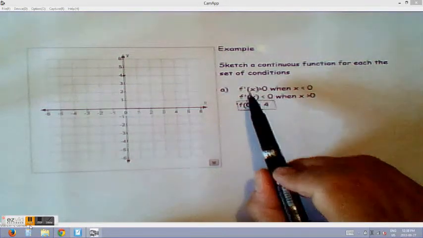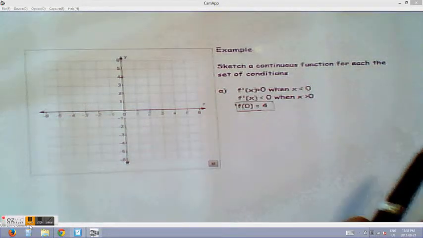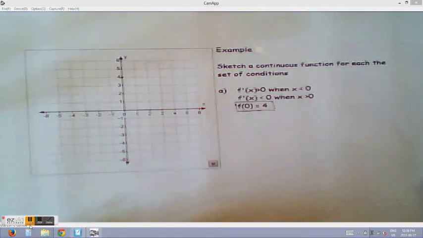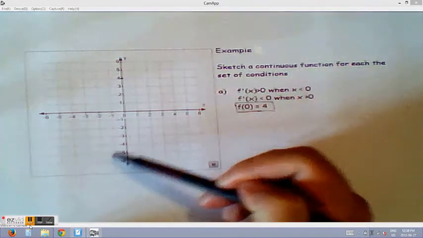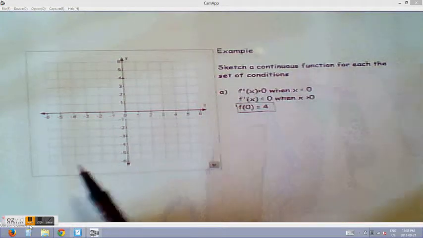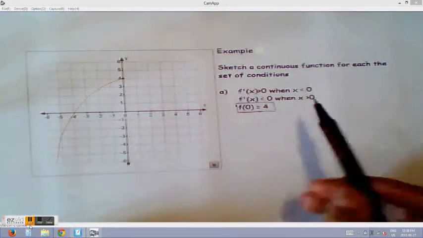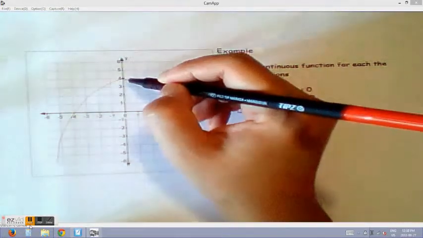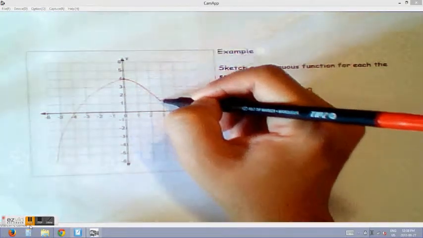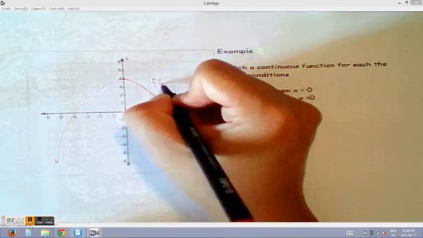Okay, so when f prime of x is greater than 0, that means it's increasing when x is less than 0. Okay, so here, let's use red. That means over here, the function is increasing because the first derivative is positive. Okay, and we know what it's going to look like, but let's just double check. So f prime of x is negative when x is greater than 0. So when x is positive, it's going to look like that. Okay, there we have it. And that is f(x).